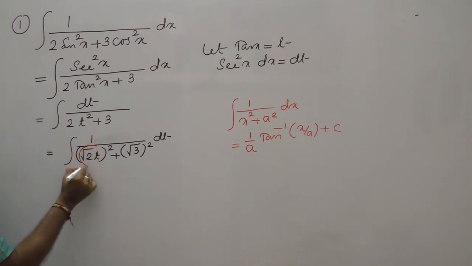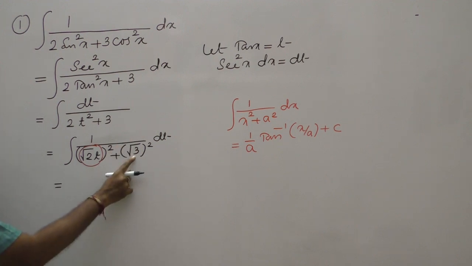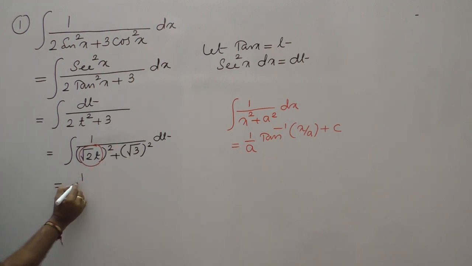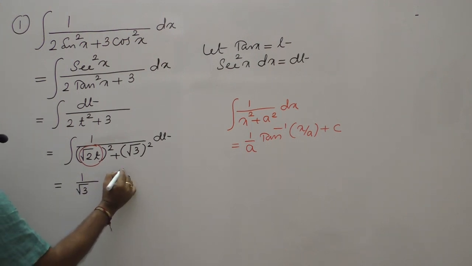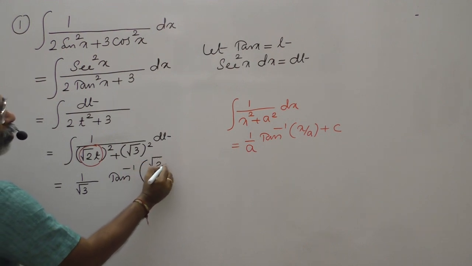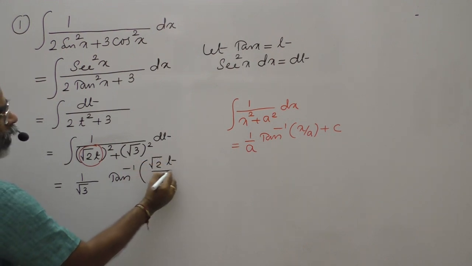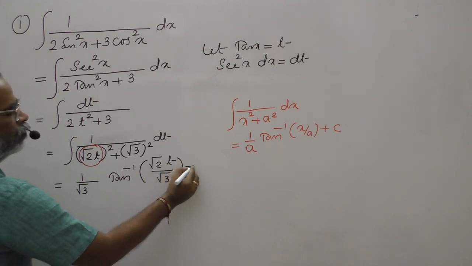Only t term is there, therefore it is linear. You can apply that, no problem. Therefore, what is the integral? 1 by a means 1 by root 3, into tan inverse of x by a. What is x? Root 2t, by a is root 3, plus c.